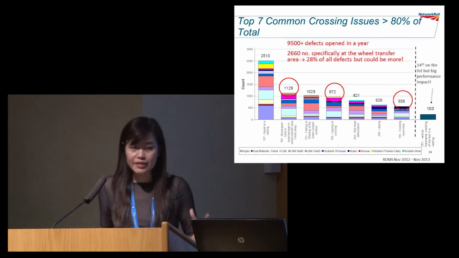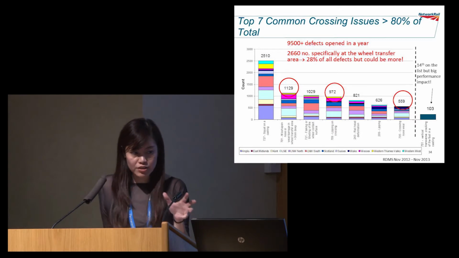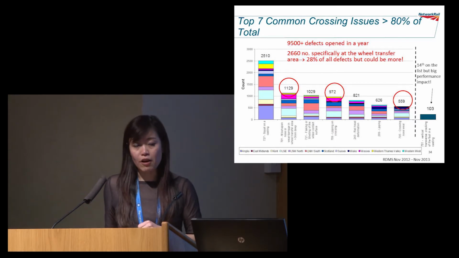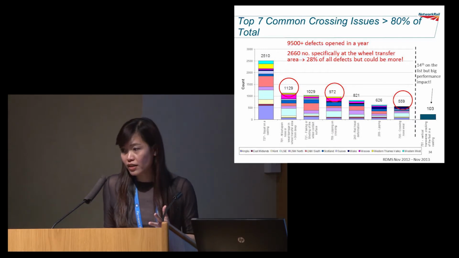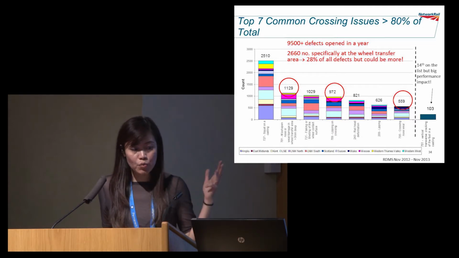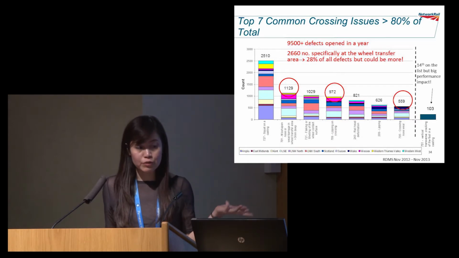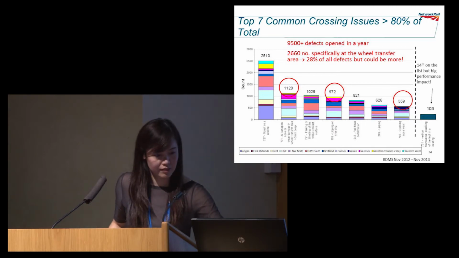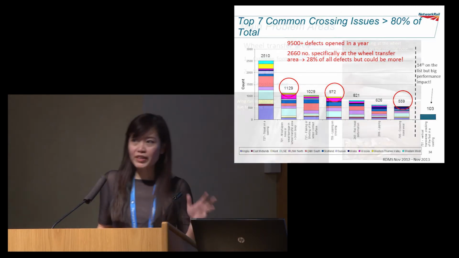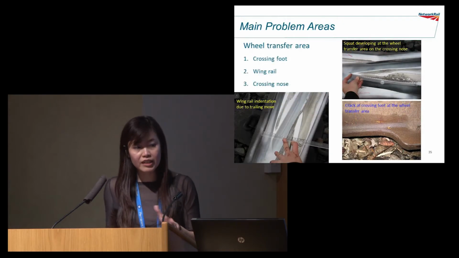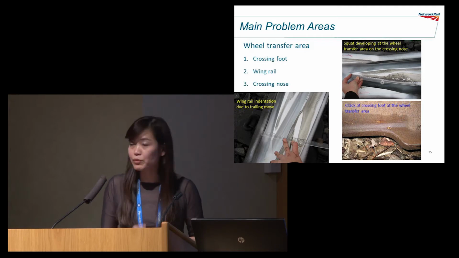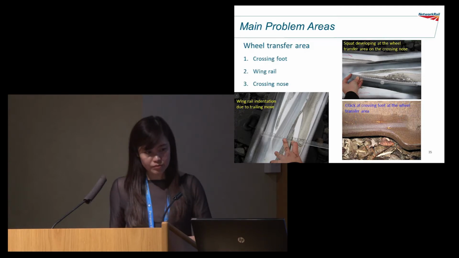So we now know that if we focus on the wheel transfer area, we can actually reduce 28% of our defects or more, because I don't know where the squat castings are, they could well be at the wheel transfer area. So focusing on the wheel transfer area, we're looking at the crossing foot, the wing rail, and the crossing nose.